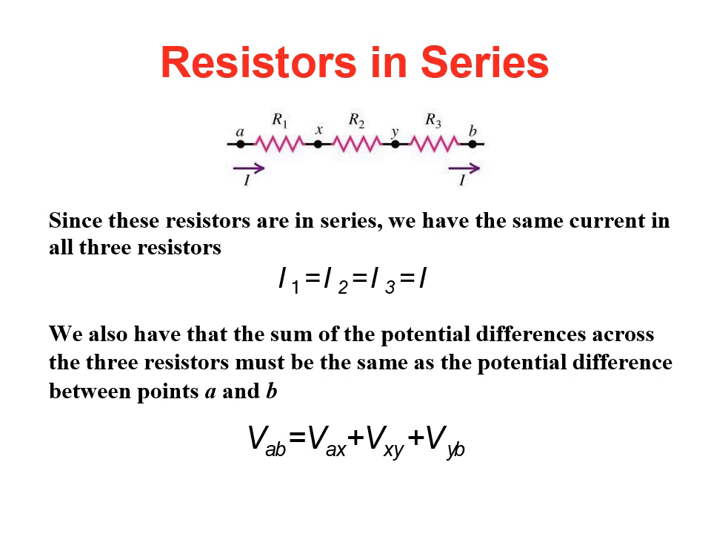We also have that the sum of the potential differences across the three resistors must be the same as the potential difference between points A and B. So if you connect a total voltage across A and B, that will be your total voltage in the circuit from the supply, and it will equal the voltage drop in resistor 1, which is AX, plus the voltage drop in resistor 2, which is XY, plus the voltage drop in resistor 3, which is YB. So the sum of the voltage rises, or the sum of the applied voltages, will equal the sum of the voltage drops across each of the loads.